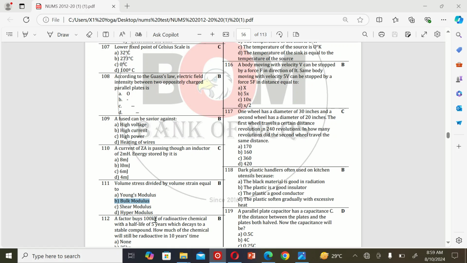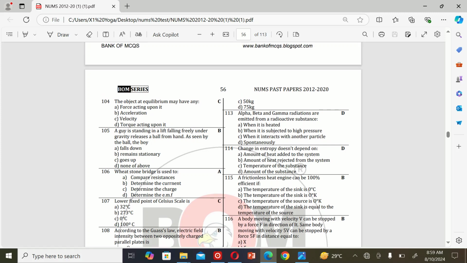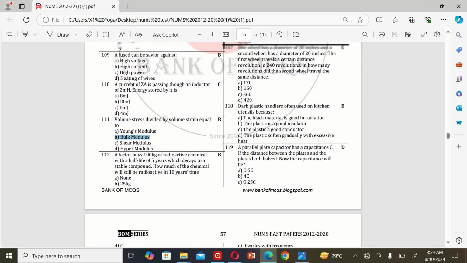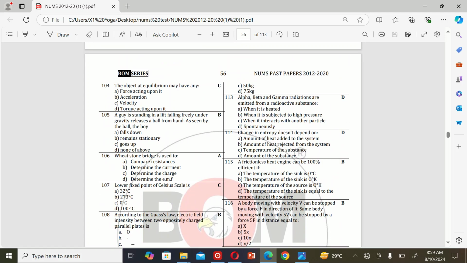The next MCQ is: a sample of 100 kg of radioactive chemical with a half-life of 5 years decays to a stable compound. How much of the chemical will still be radioactive in 10 years time? A, none; B, 25 kg; C, 50 kg; D, 75 kg. So the correct option is B, 25 kg.